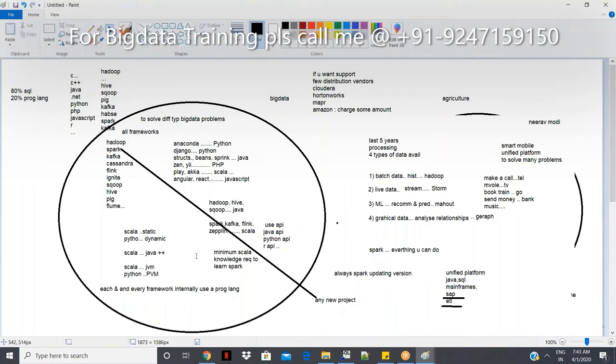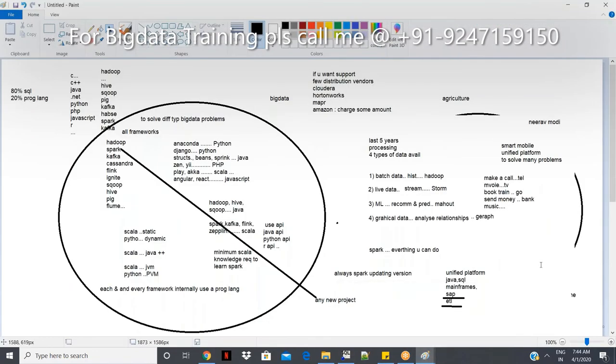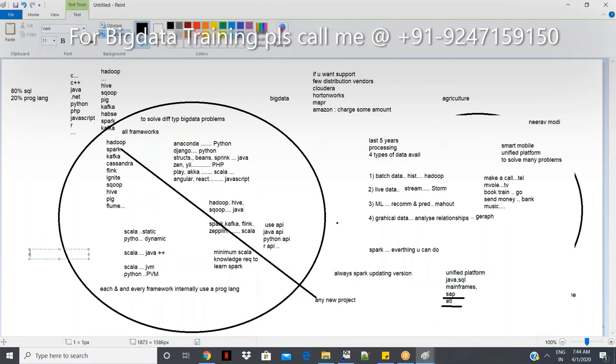to be frank, Spark was released 5 years back. For example, I will give one scenario. What is the difference between C language and Java language? The main difference is OOPs plus other libraries. Okay, that is the main difference. After introducing the OOPs concept, that is the main advantage in Java. Java highly adopted that OOPs concept.